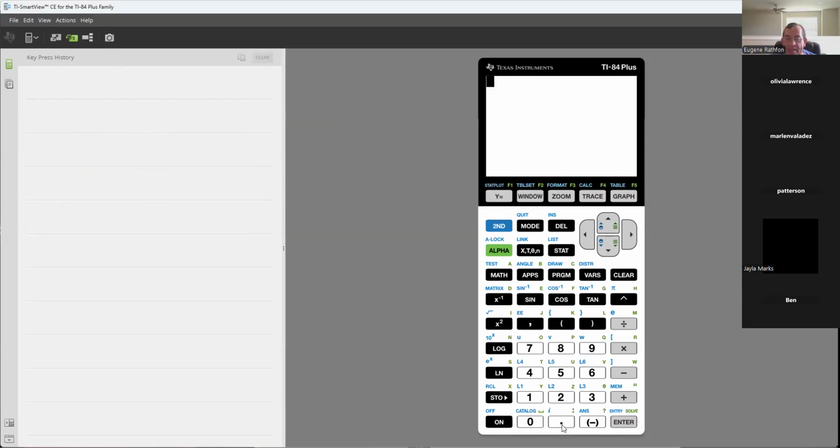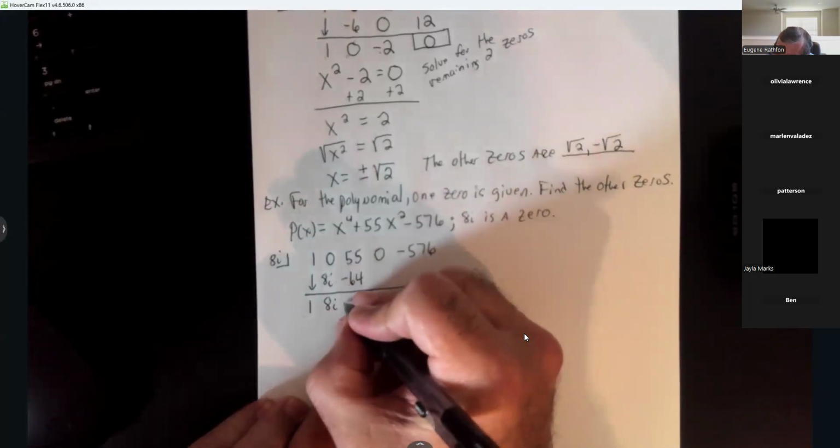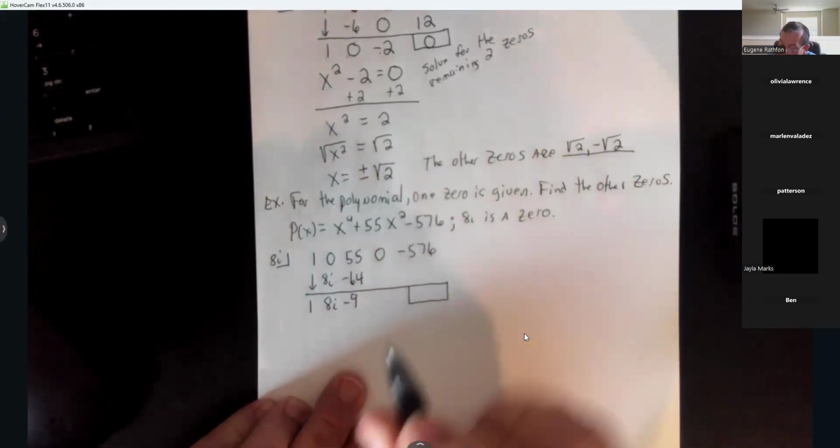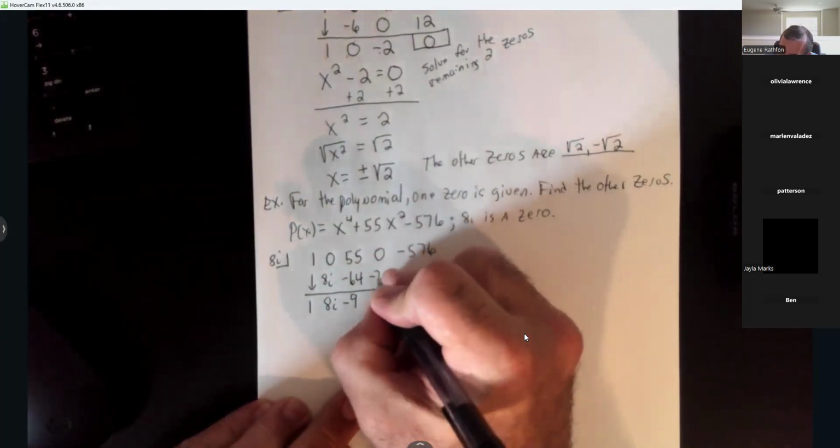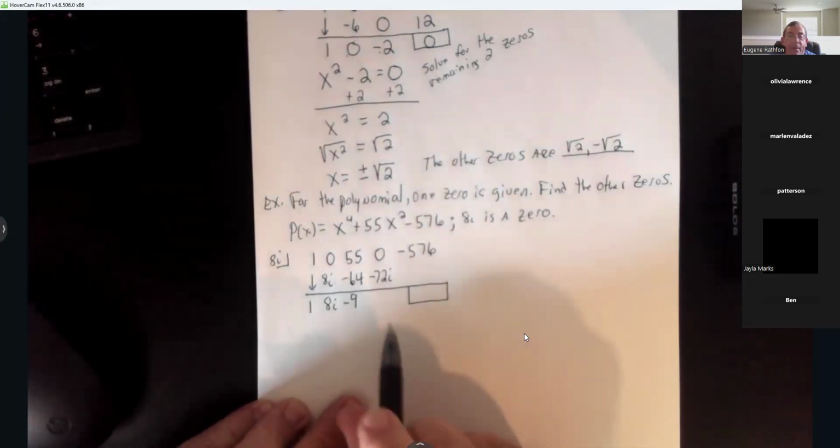You see down here by the decimal, there's a little blue Y. So if you'll do 8 second decimal times 8 second decimal, 8i times 8i is negative 64. So that calculator can multiply them i's for you, okay? All right, y'all, negative 64 and 55 is a negative 9. Negative 9 times 8i is a negative 72i.